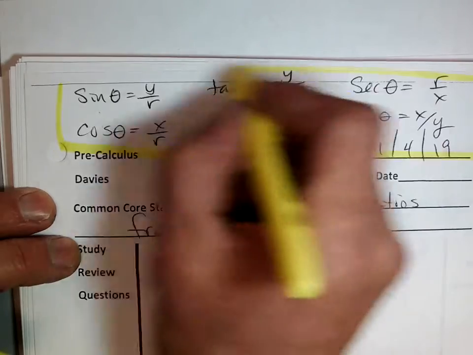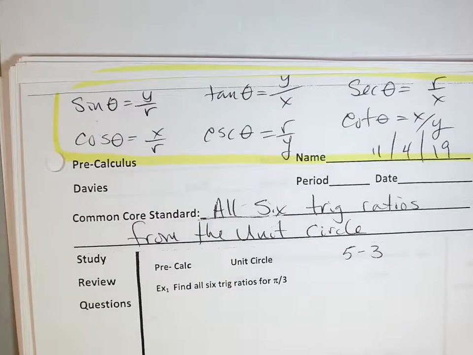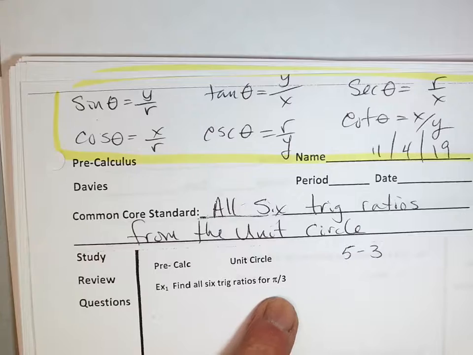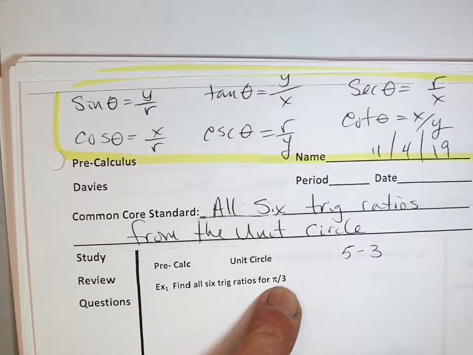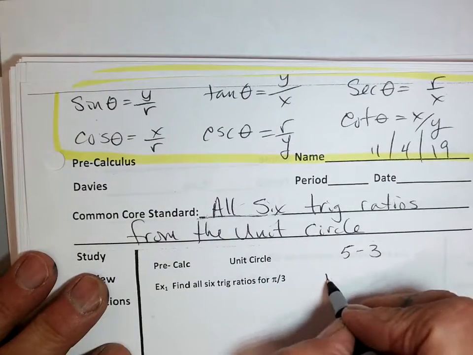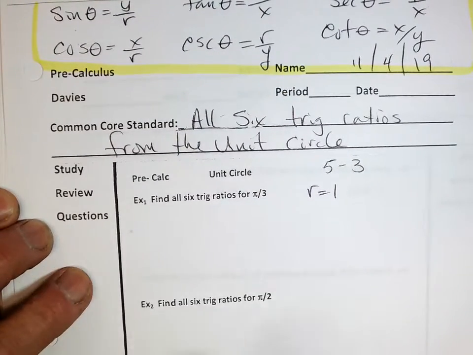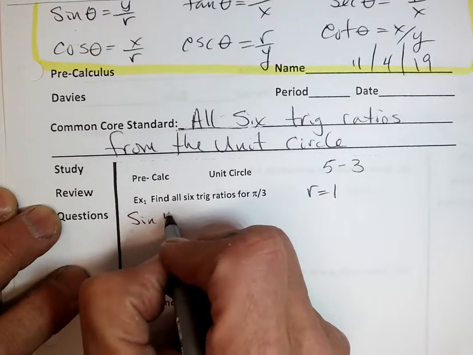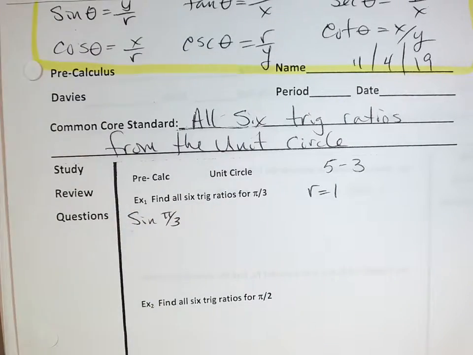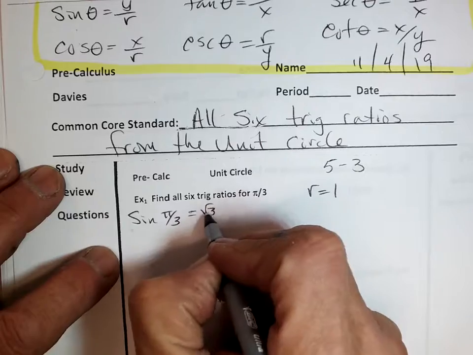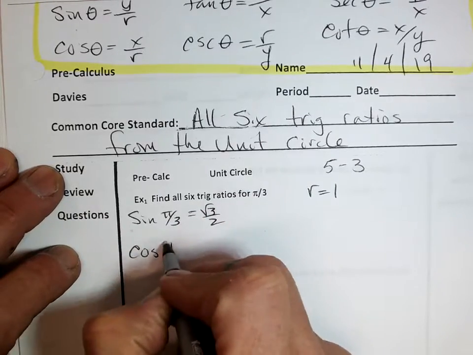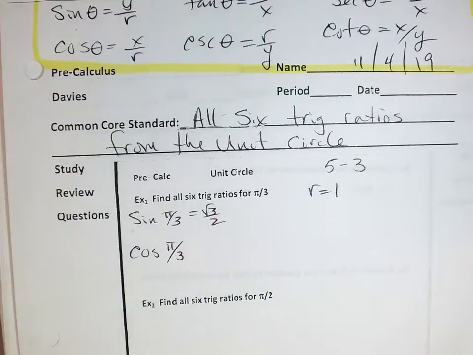So on the unit circle, first of all, we need to remember, it says find all 6 trig ratios for pi thirds. So pi thirds is on the unit circle, right? So we automatically know that the radius is 1, correct? Well, let's do the easy stuff. Sine of pi thirds. All right. There it is. Sine is the y value, square root of 3 over 2. Easy. Cosine pi thirds. Cosine is the x value, 1/2, right?